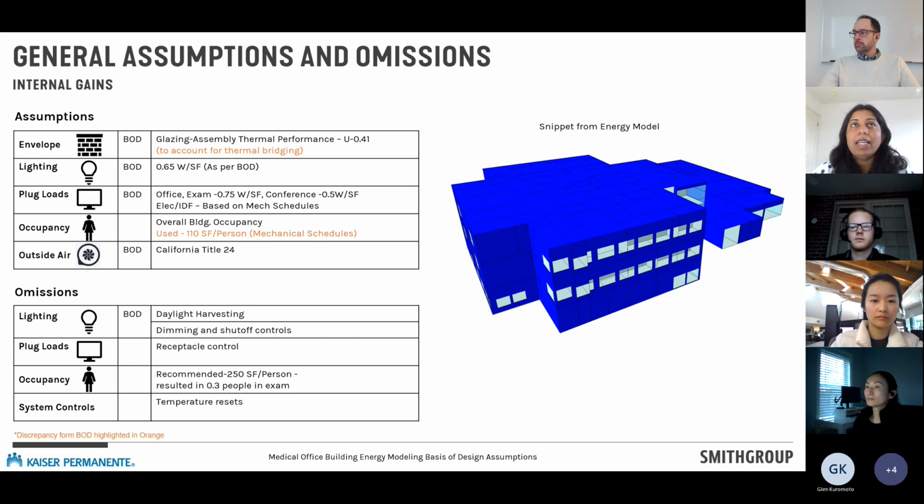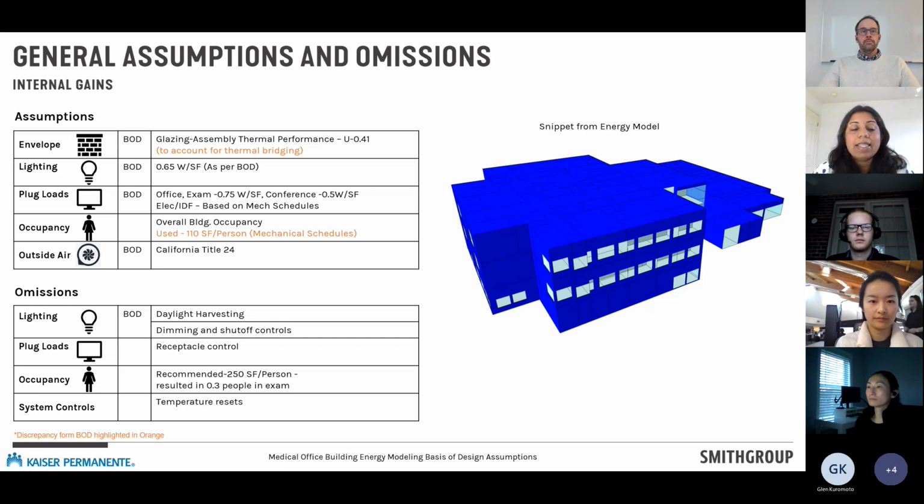Certain omissions we did not include in the model, for the sake of simplicity. It's easier to not have too many controls, so you don't lose track of what's exactly happening in the model. So we did not include daylight harvesting, dimming, or any shut-off controls. We know that it is required by California Title 24, but for the sake of simplicity and to understand how exactly the model is performing, we omitted those ECMs from our model. Again, same with the receptacle. Any receptacle control used in the building is not included in the model.